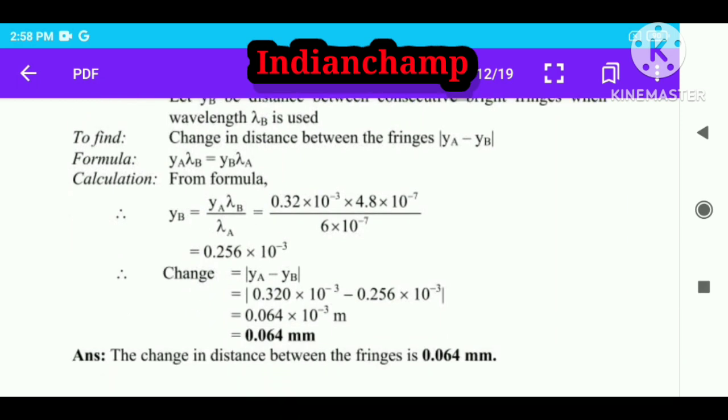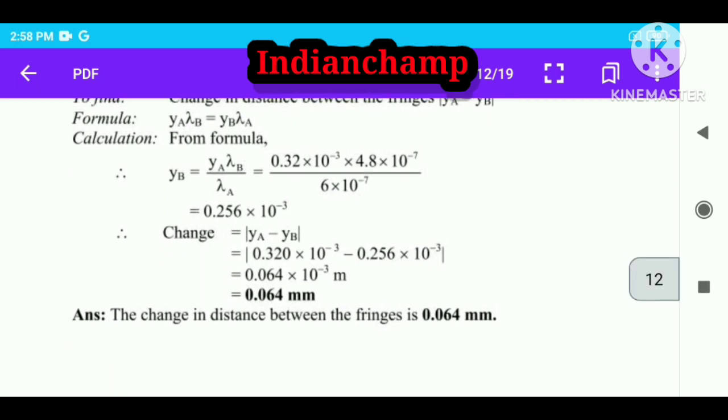Calculation from formula. Therefore y_b is equal to y_a times lambda b divided by lambda a. Therefore y_b is equal to 0.32 into 10 raised to minus 3 into 4.8 into 10 raised to minus 7 divided by 6 into 10 raised to minus 7 is equal to 0.256 into 10 raised to minus 3, and therefore the change is equal to mod y_a minus y_b is equal to mod 0.320 into 10 raised to minus 3 minus 0.256 into 10 raised to minus 3, which is equal to 0.064 into 10 raised to minus 3 meter is equal to 0.064 millimeter.